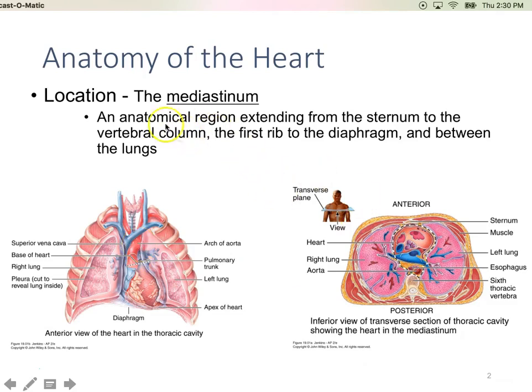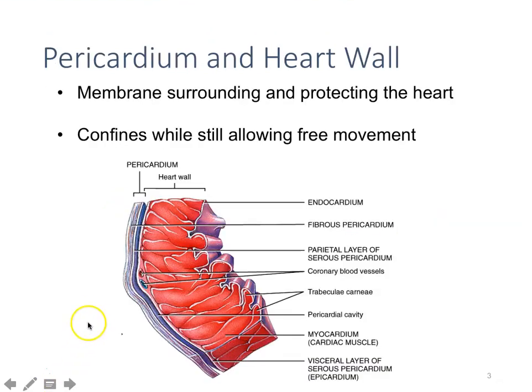So here's a definition. It goes from the sternum, anteriorly, to the vertebral column going posteriorly or deep, and from the first rib to the diaphragm. All of that is the mediastinum, and that area between the lungs is where we find the heart. That's the technical name for that region.